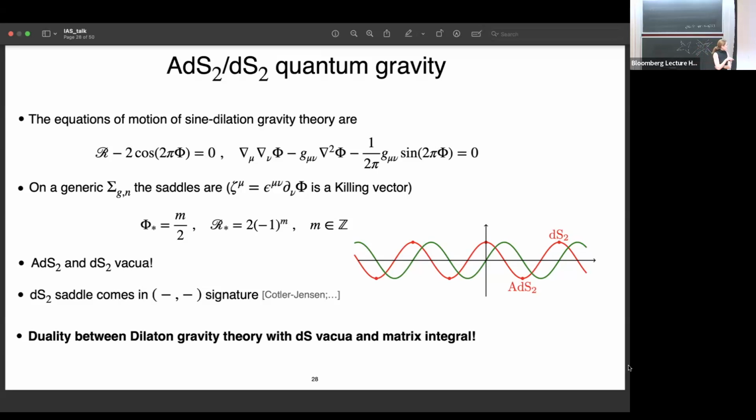And just stressing, Kotler and Jensen had this recent paper as well, where they talked about de Sitter JT gravity and analytically continued the matrix integral. Let me just say that in this work, we did not analytically continue the matrix integral. We derived the matrix integral from scratch that was dual to this dilaton gravity theory for de Sitter.